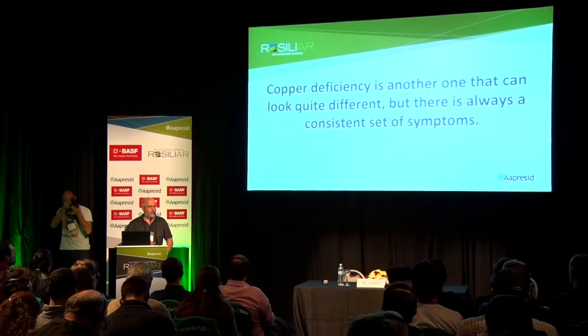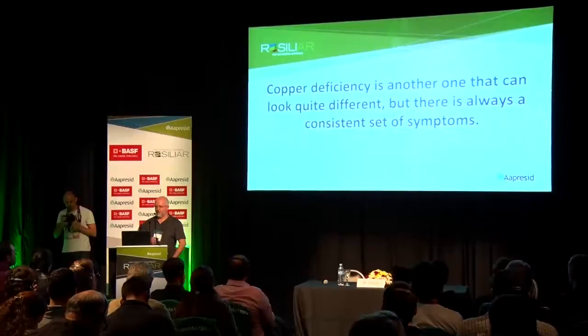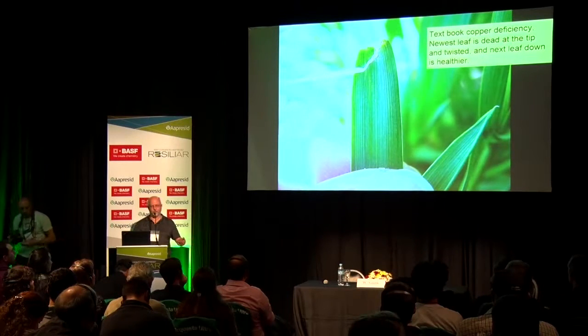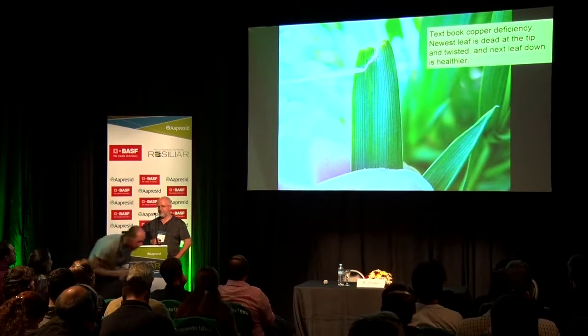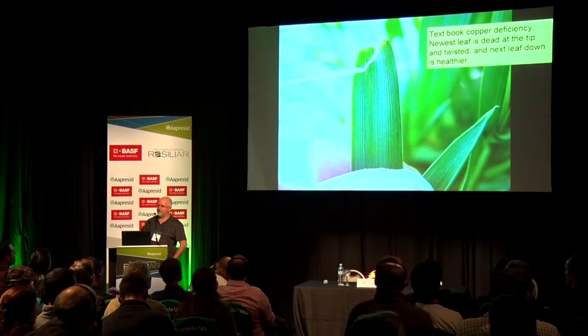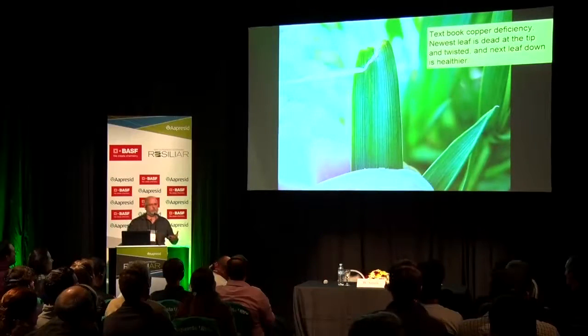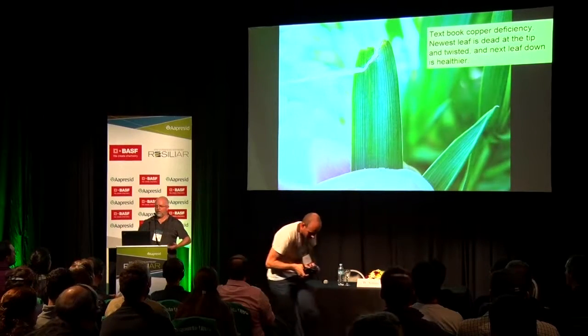Copper deficiency is another example of where textbooks don't always show you what reality is like. For example, this is in Kansas. Again, a paddock I went into and said, wow, you've got really bad copper deficiency. And he goes, Wayne, I've told you before, this isn't copper deficiency, this is winter kill. I go, no, this is copper. All deficiencies get worse at the bottom and get better as you go up. Copper's the opposite. It's worse at the top and gets better as you go down.